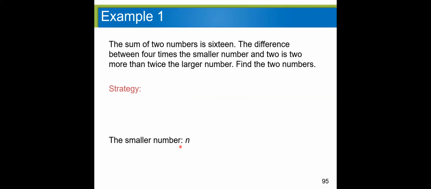Oh boy. Big, fat, fun little stack of words here. The sum of two numbers is 16. The difference between 4 times a smaller number and 2 is 2 more than twice the larger number. Find the two numbers.